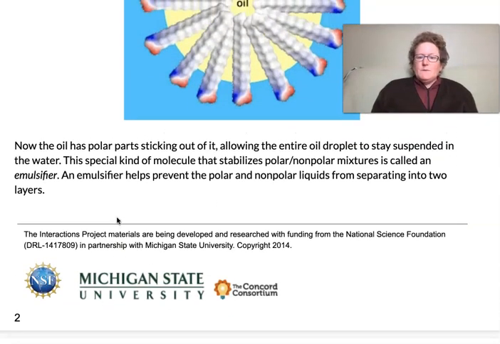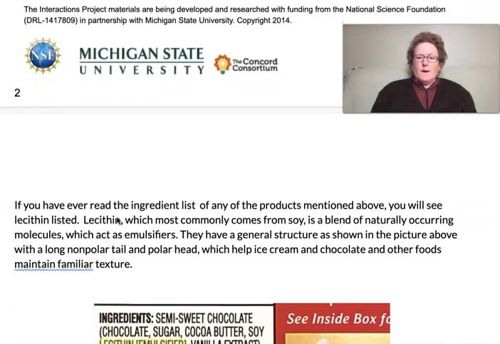An emulsifier helps prevent the polar and nonpolar liquids from separating into two layers. If you don't put an egg in, you might get really oily, weird muffins or pumpkin bread or whatever you're making.